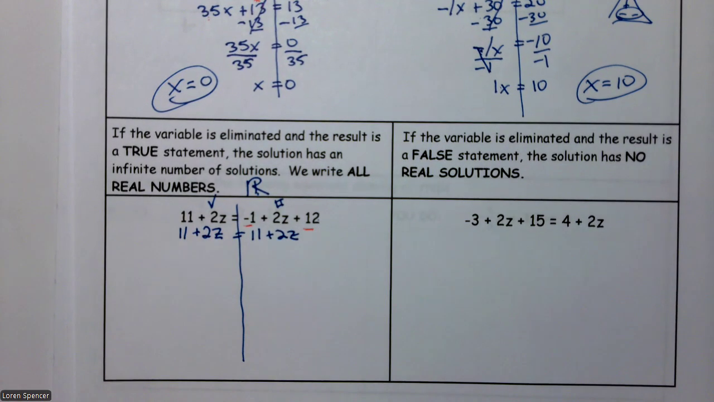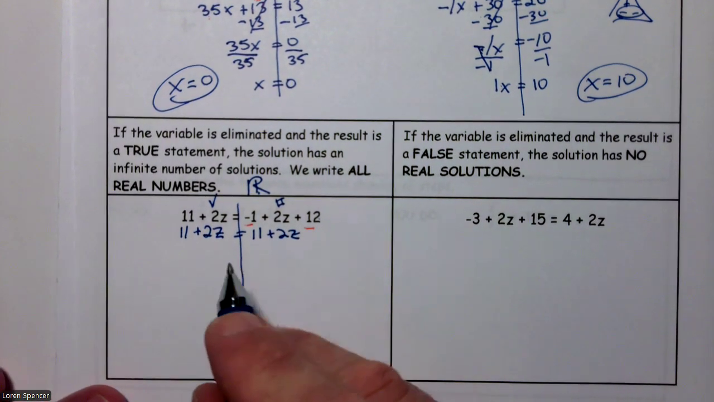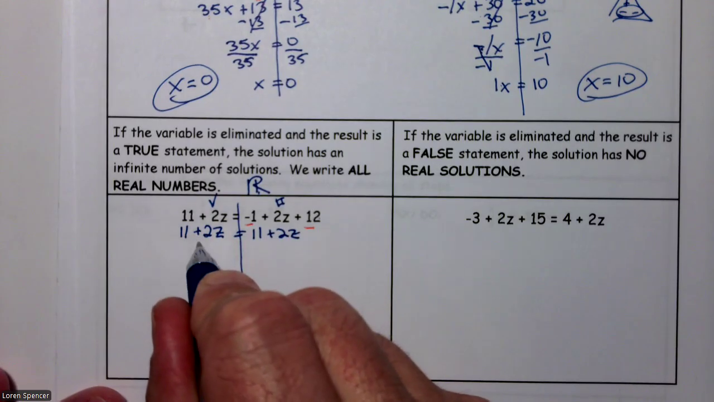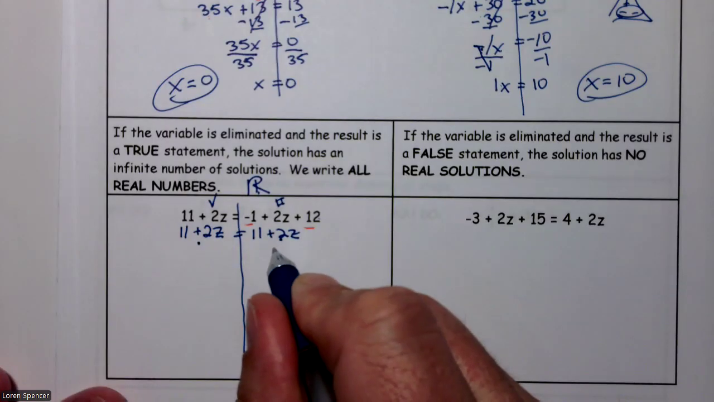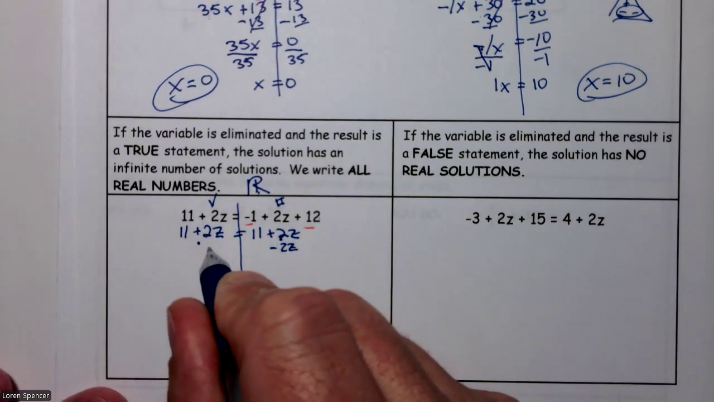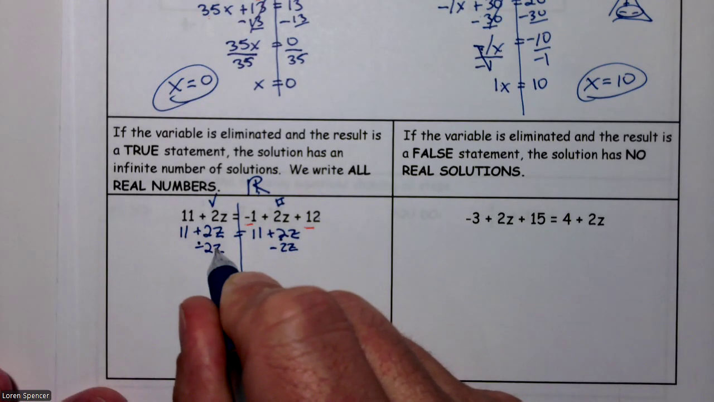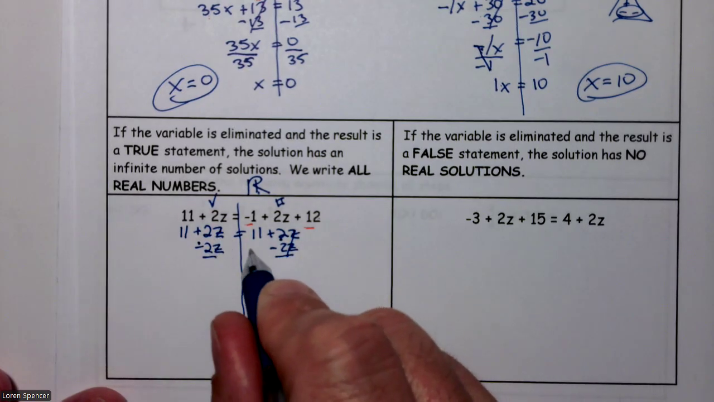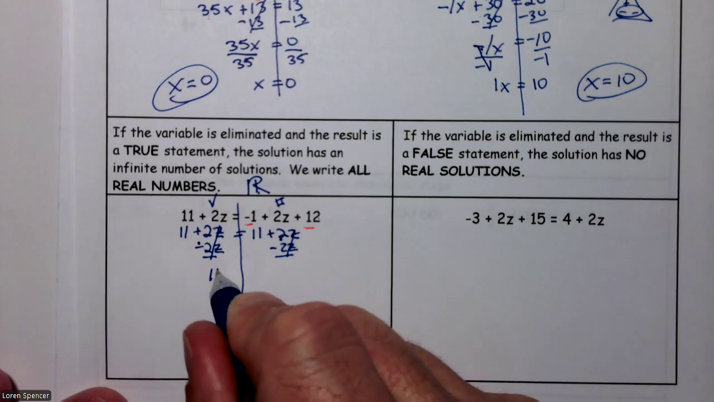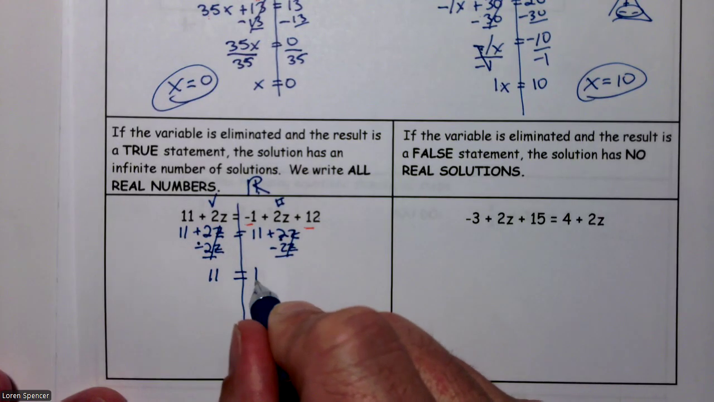All right. The next thing we need to do is move variables. Well, the plus 2, so I need to move this 2z over to this side. So I'm going to subtract 2z and subtract 2z. When I do that, I end up with 11 equals 11.